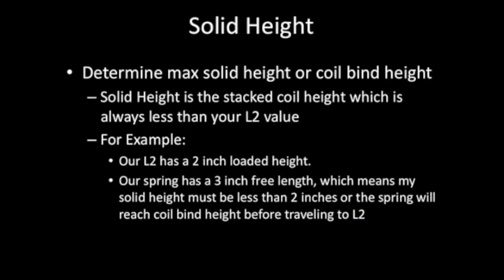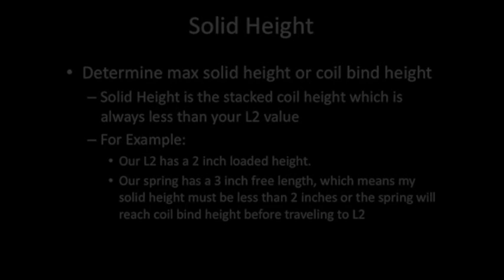Determining max solid height or coil bind height. Solid height is the stacked coil height, which is always less than your L2 value. For example, our L2 has a 2-inch loaded height. Our spring has a 3-inch free length, which means my solid height must be less than 2 inches or the spring will reach coil bind height before traveling to L2.